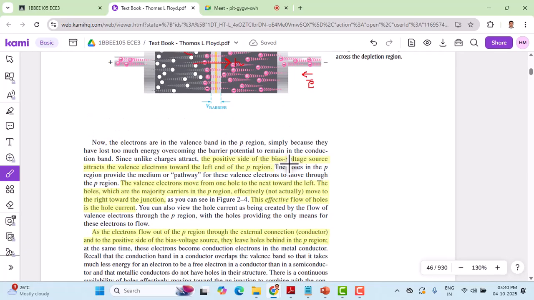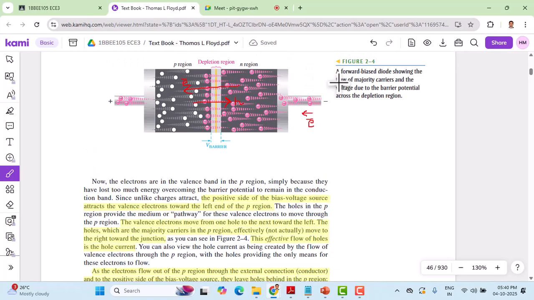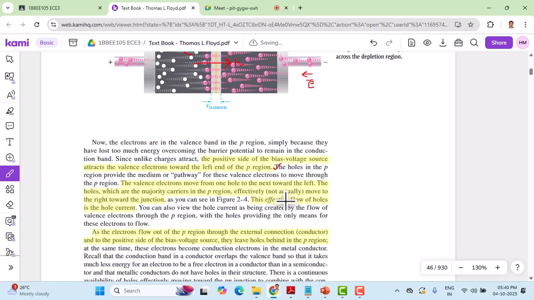The positive side of the bias voltage source attracts the valence electrons toward the left end of the p region. This is what we said here. The valence electrons are attracted to the positive terminal of the battery from the p region. The valence electrons move from one hole to the next towards the left. When electrons move to the left, that's in this direction. This is the left direction, and this is going to be the right direction.